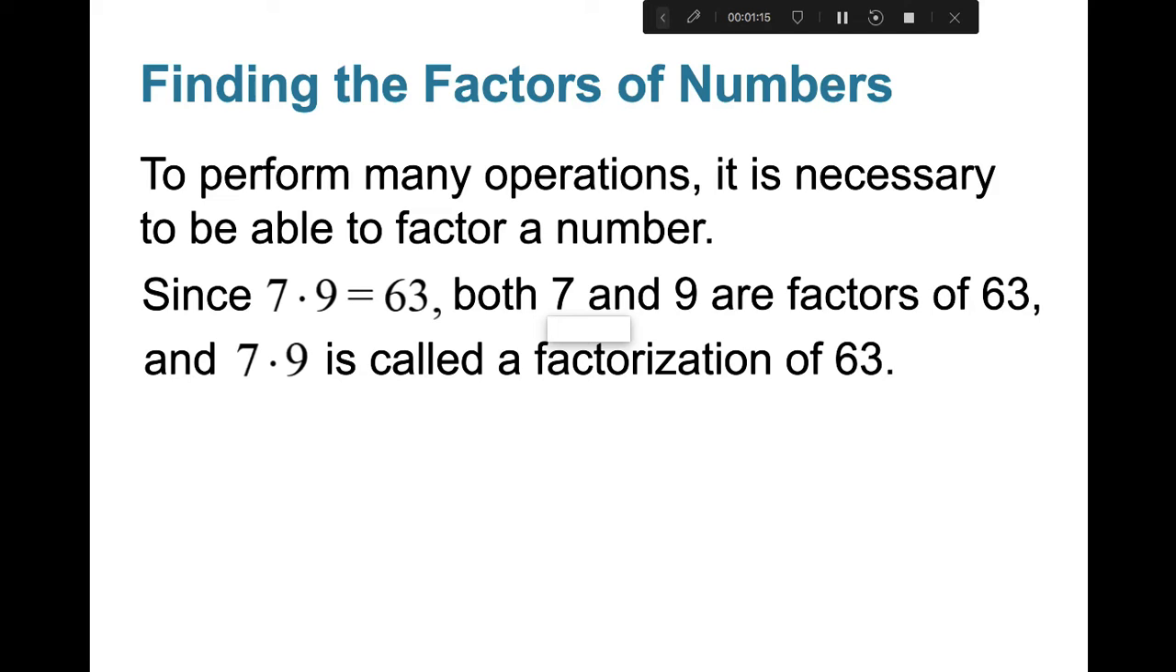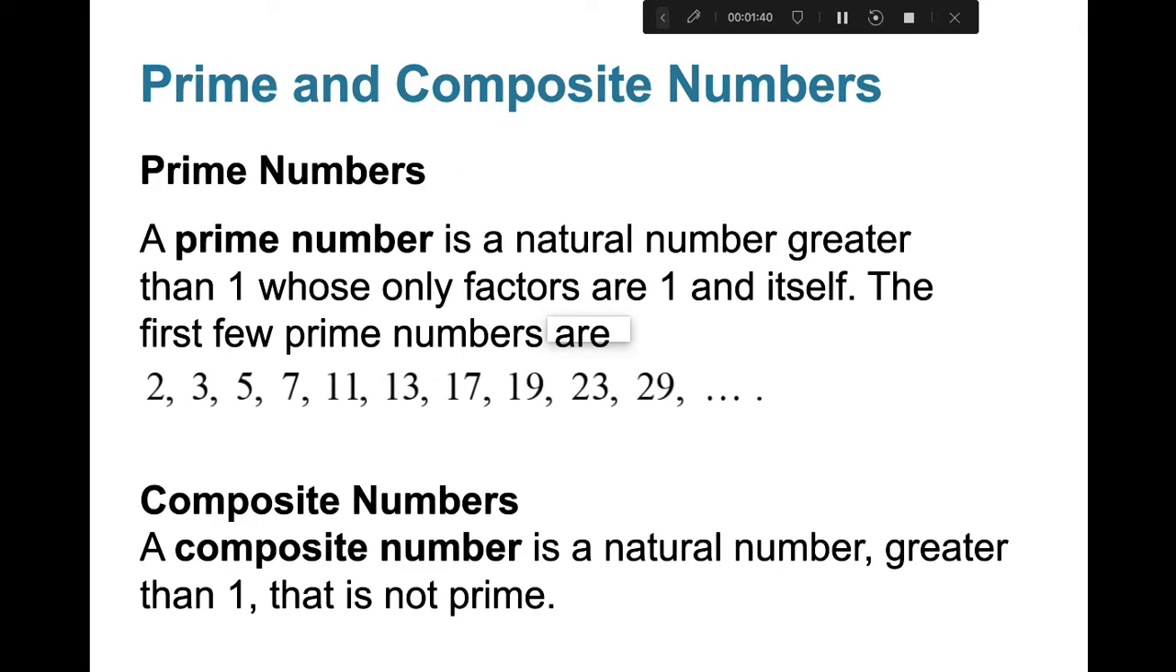To perform many operations, it's necessary to be able to factor a number. Remember that factoring a number just means writing down the things that multiply up to that number. So 7 times 9 is 63, then 7 times 9 is the factorization of 63. Taking that to the next step, we talk about prime factorization.